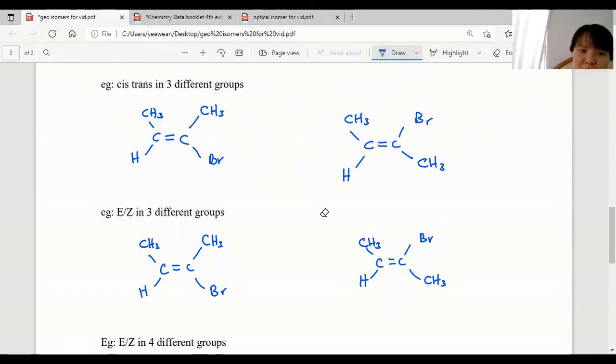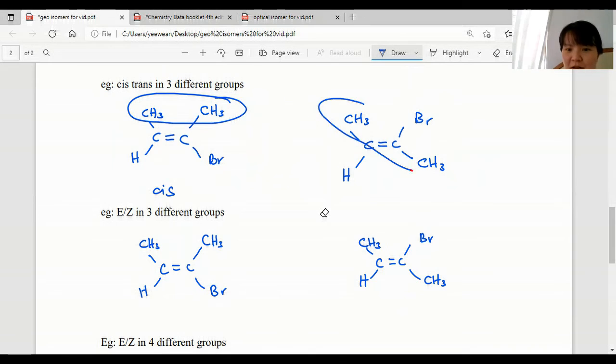And to determine cis trans, it's easy. We just look at if the same group is on the same side, that's the cis. And if it's the opposite or diagonal side, that's the trans. Okay, but for E and Z, it's the priority that we need to look at.